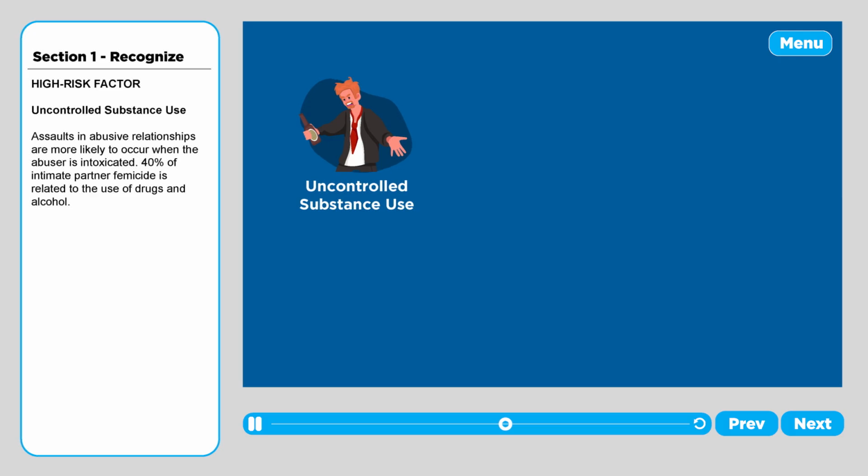Uncontrolled substance use. Assaults in abusive relationships are more likely to occur when the abuser is intoxicated. 40% of intimate partner femicide is related to the use of drugs and alcohol.